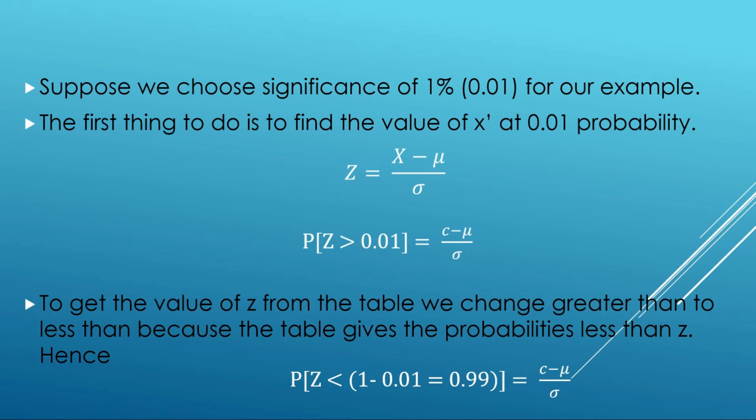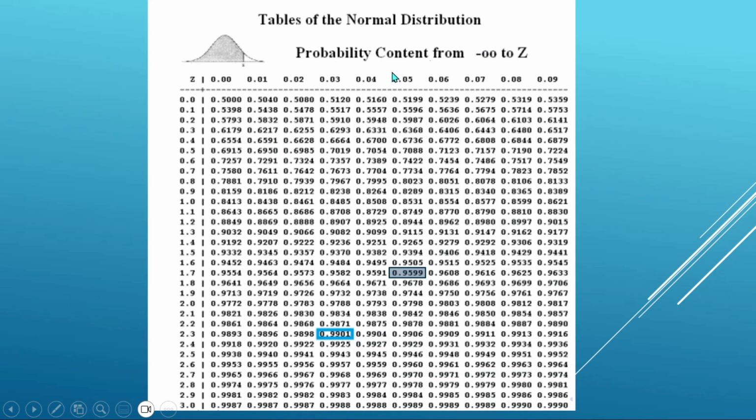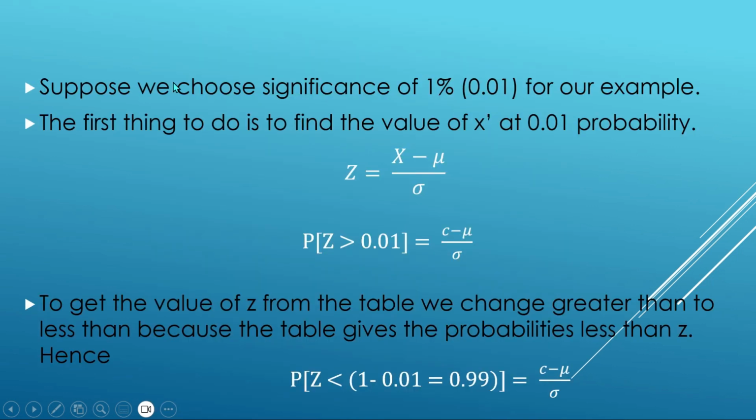To get the value of z from the table, we change greater than to less than, because the table gives the probabilities less than z. This table gives the probabilities less than z. So, P(Z is less than (c minus mu) over sigma) is equal to 0.99.